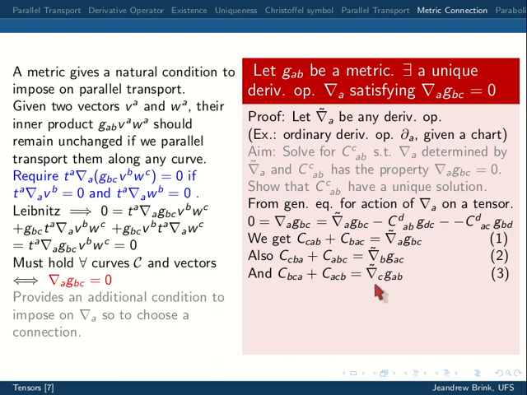Okay, and then you can do the same thing, you're just changing the indexes. You have A, B, C here, you have switched A and B over there, and over here you have switched C and B. And then if you add the first two and subtract the third one, you actually get an explicit expression for the connection coefficient, okay.